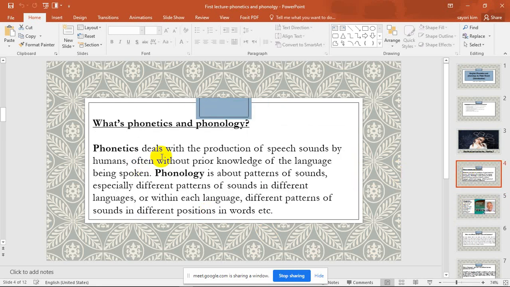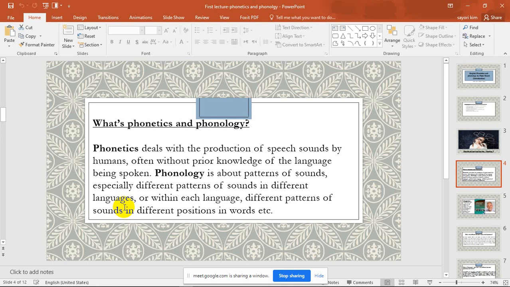We've discussed that in the previous lecture, and we said phonetics is a general study of human speech sounds. So we are studying the sounds without referring to which language they belong, while phonology is about patterns of sounds, especially different patterns of sounds in different languages. So we pronounce sounds in languages differently. For example, I've told you that the ra sound in Arabic is different from the ra sound in English.